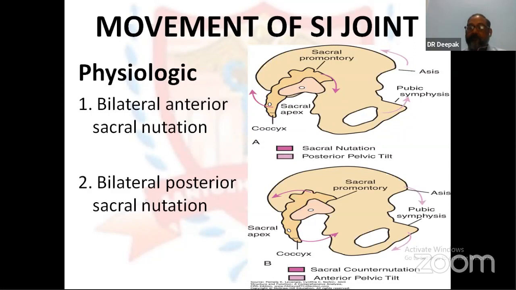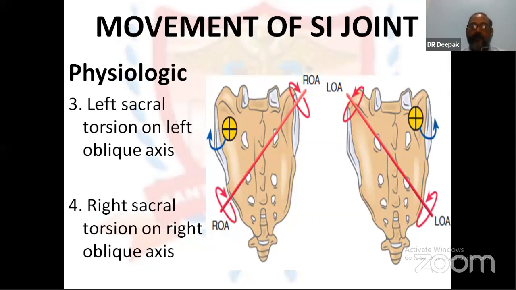And the second movement is bilateral posterior sacral nutation. That is, the base of the sacrum is going posteriorly and the apex of the sacrum is going anteriorly. That is bilateral posterior sacral nutation, in which the pelvis is going anterior. That is, an anterior pelvic tilt is present in bilateral posterior sacral nutation. Then the next physiological movement is left sacral torsion on the left oblique axis, and the fourth is right sacral torsion on the right oblique axis.